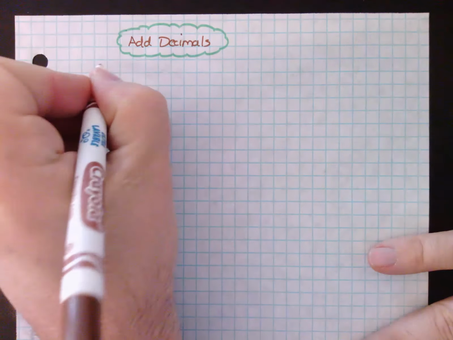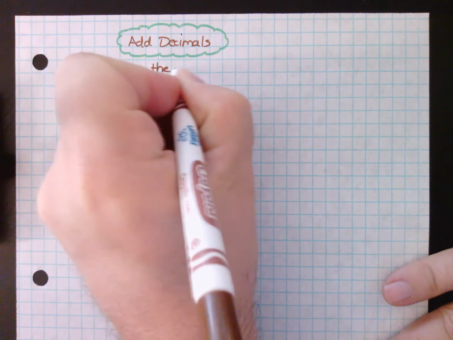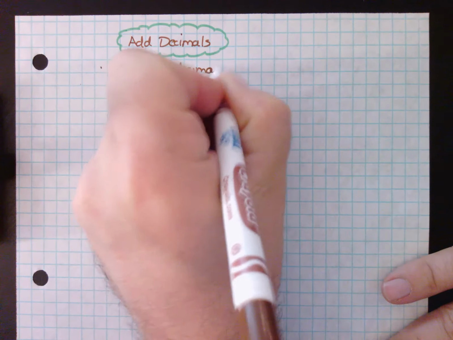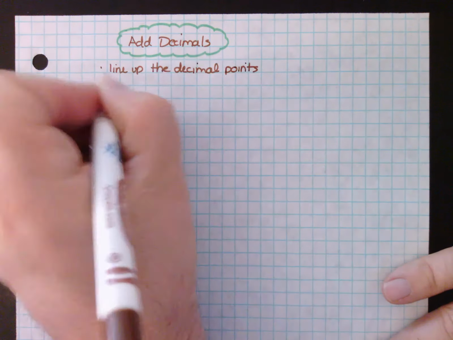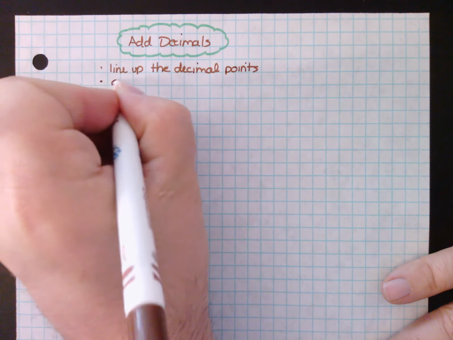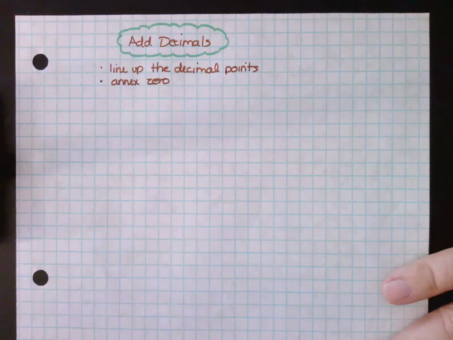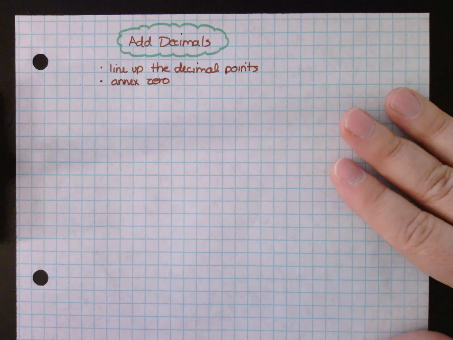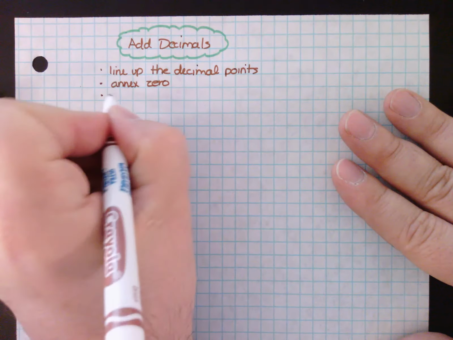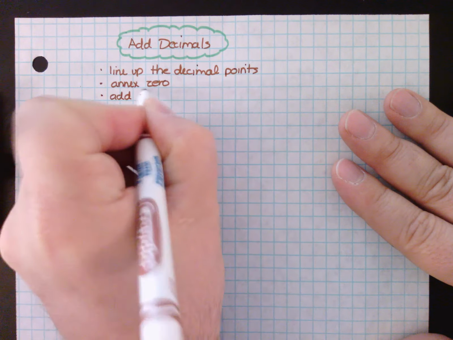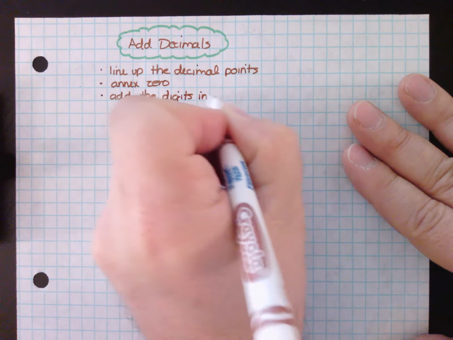So the first step here is to line up the decimal points. It will also be good to make sure you annex any zeros that you may need to fill a place value to make it easier to add. And finally, add the digits in the same place value.